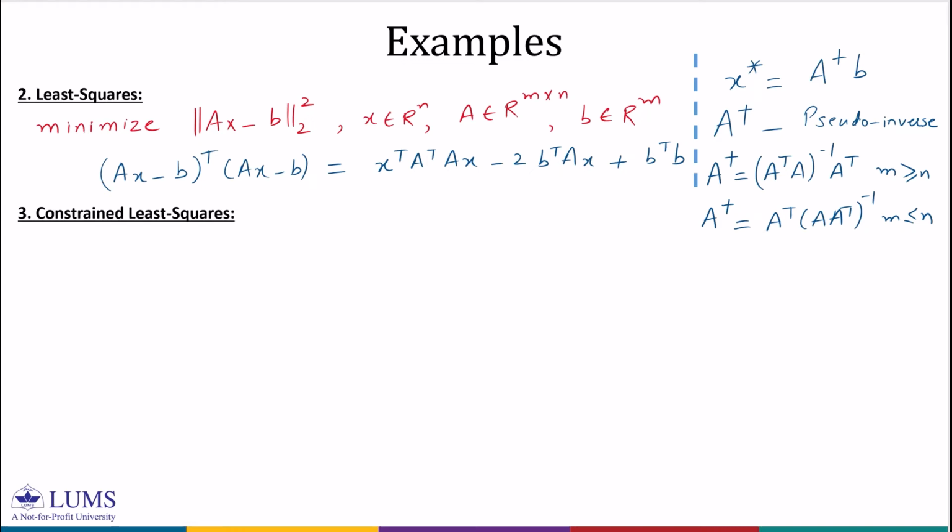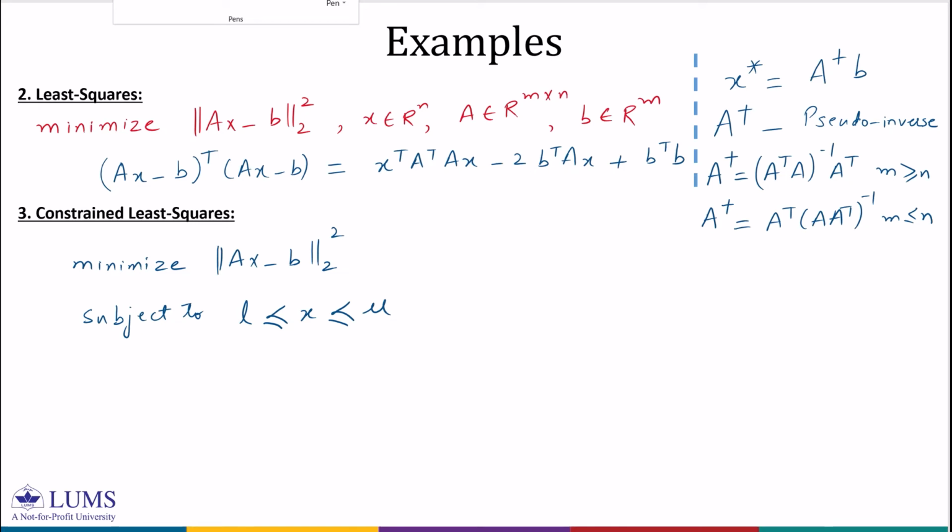Let's look at one more example, constrained least squares. Here we again want to minimize a least squares objective function subject to very simple linear constraints on the variable x. Subject to x, this is a generalized inequality, that x is greater than or equal to some l and less than or equal to some u. Here this x, l and u are in Rn, and we have a generalized inequality here. This is not an ordinary inequality, this is a generalized inequality. So these constraints are also referred to as box constraints.